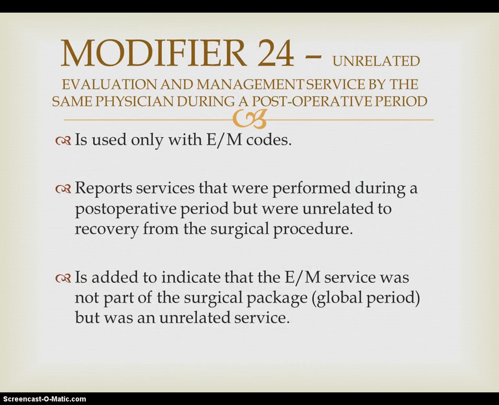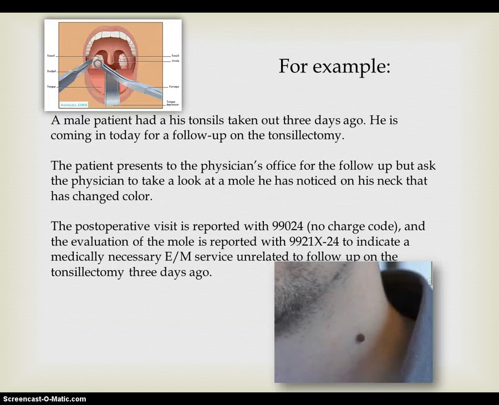Now, modifier 24 is an unrelated evaluation and management service by the same physician during a postoperative period. Again, this is only used with E&M codes. You use this modifier to report services that were performed during a postoperative period but were unrelated to recovery from the surgical procedure. It is also added to indicate that the evaluation and management service was not part of the surgical package, but was an unrelated service. So let's look at an example.